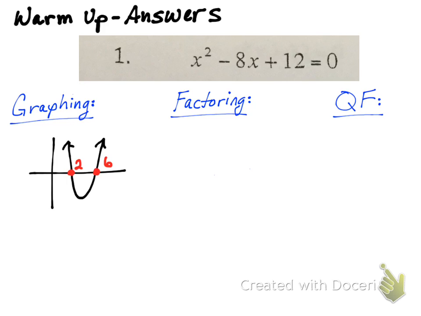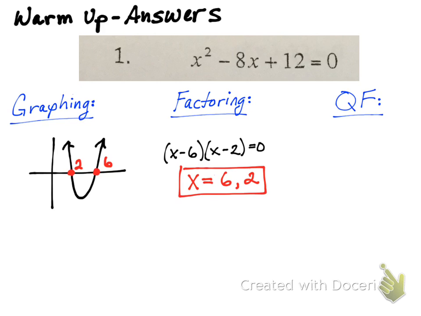If you solve it by way of factoring, you could do a box and diamond, get it down to 2 pairs of parentheses where you have x minus 6 and x minus 2 equals 0, and then ask yourself, what do you put in for x to make this go to 0 and make this go to 0? Again, your 2 answers would be 6 and 2.